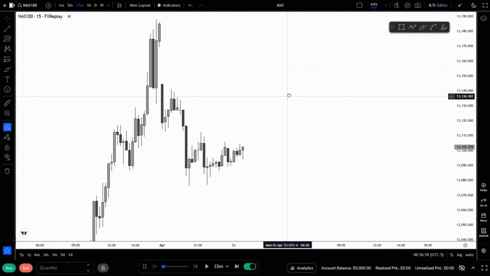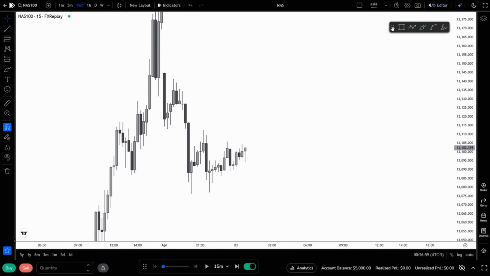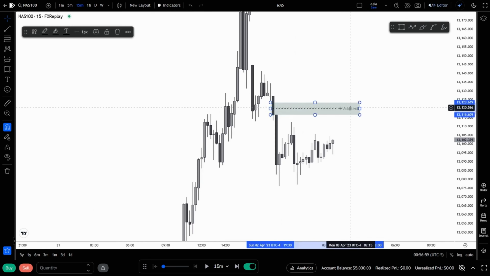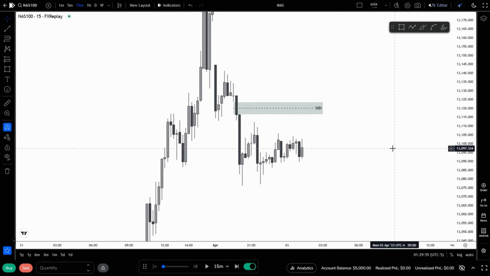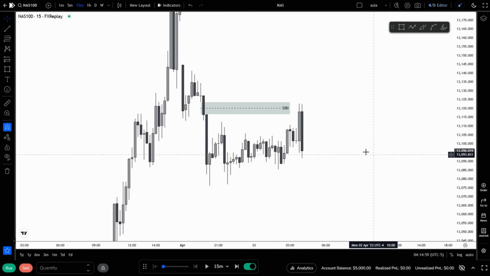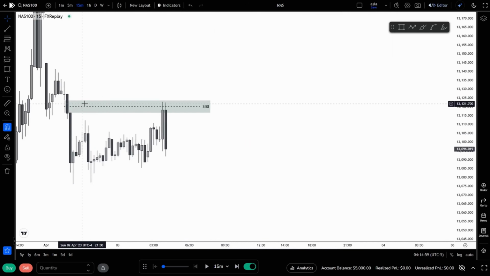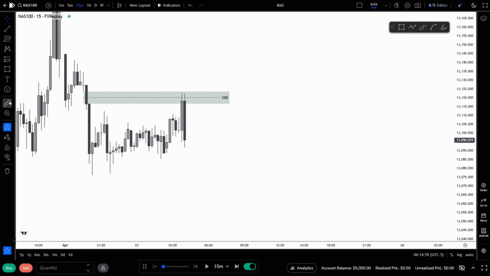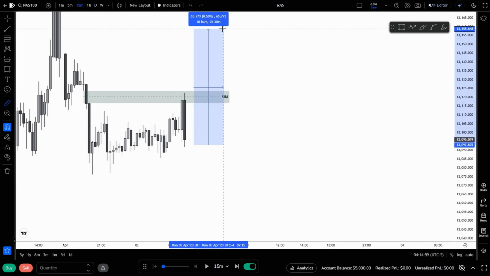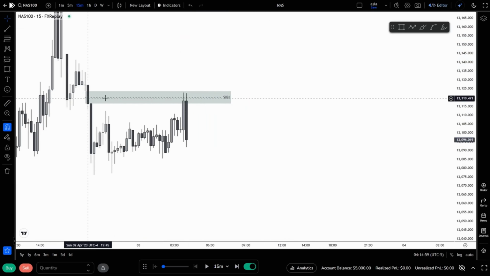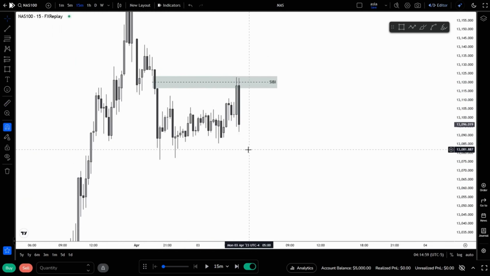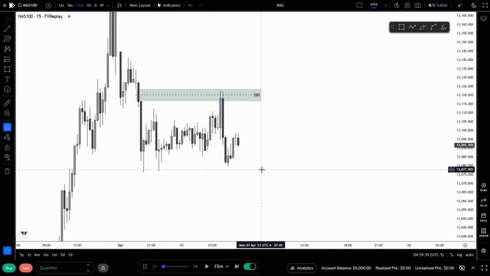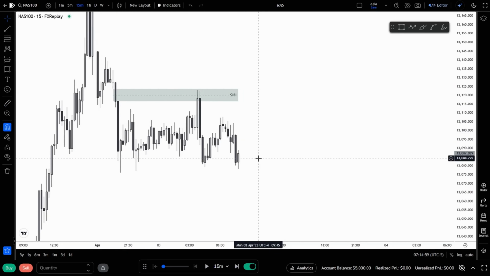Going back to our previous example, we have a sell-side imbalance, buy-side inefficiency right here. Let's mark out the consequent encroachment, which is the 50% level of that fair value gap, and see how price reacts. You can see that when price trades back up into this fair value gap, it does not close above the consequent encroachment. That means price is respecting the imbalance. It reacts from that area and continues lower, which confirms that the fair value gap held.